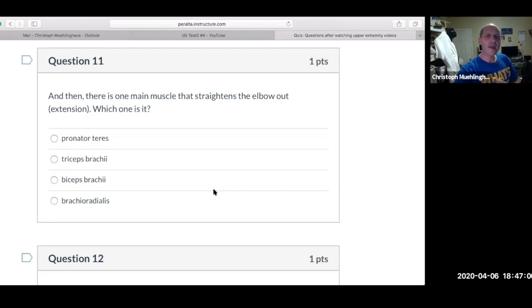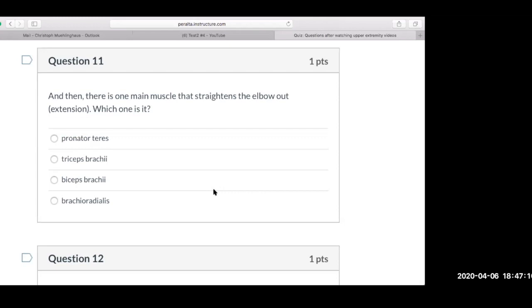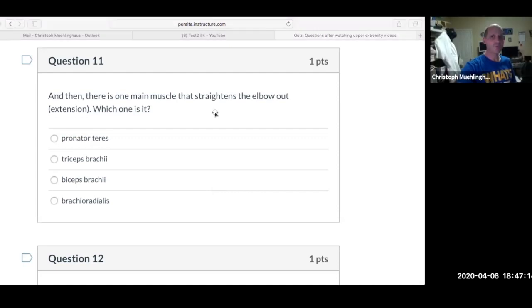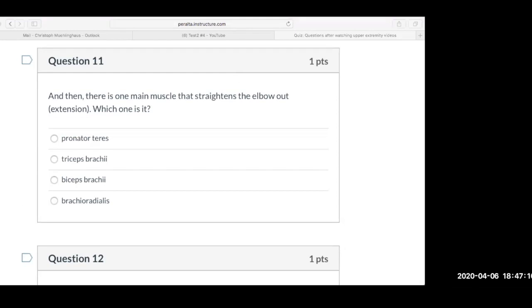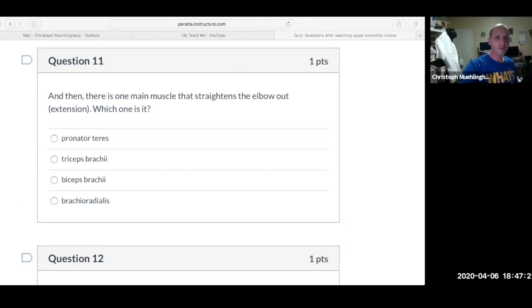And then there's one main muscle that extends the elbow. What's that one? Triceps brachii. That's the big one. Triceps brachii, right here in the back. You see that? This big honking thing in the back. So the front has multiple muscles, and the back just has one big muscle.